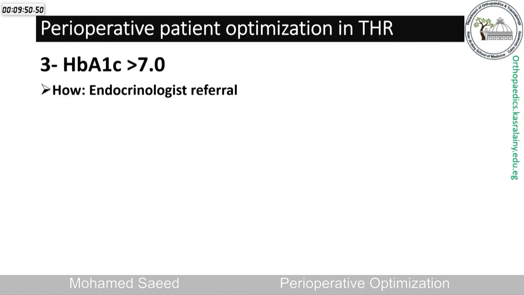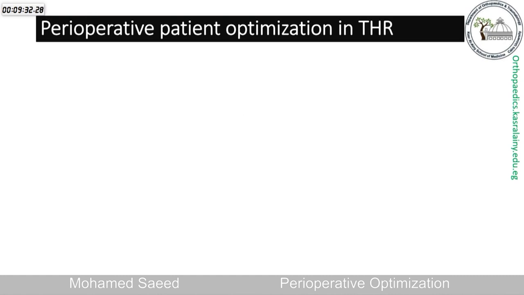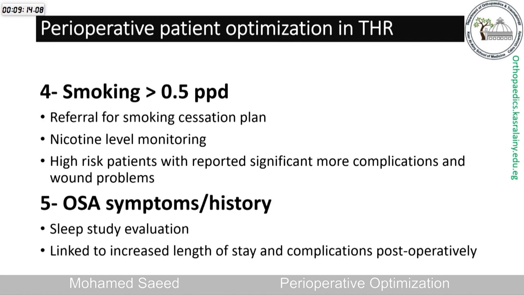Hemoglobin A1C and the uncontrolled diabetes mellitus. Why is it a risk factor? Because it has increased risk for stroke, pulmonary embolism, infection, transfusion requirements, prolonged stay at the hospital, and more risk of mortality. Smoking above 10 cigarettes per day or half a pack, it has a direct link with significantly increased postoperative complications and more wound problems. Obstructive sleep apnea symptoms and history. It's linked to increased length of stay and postoperative complications.